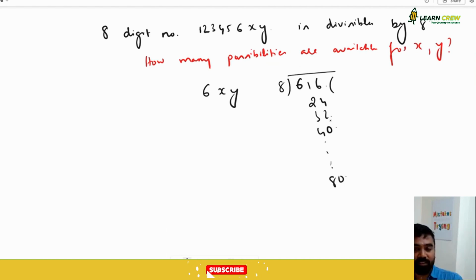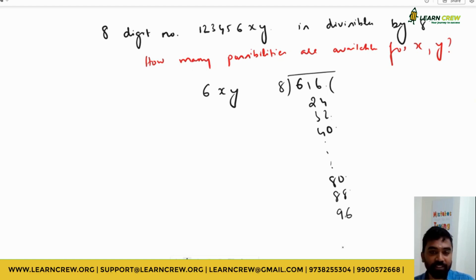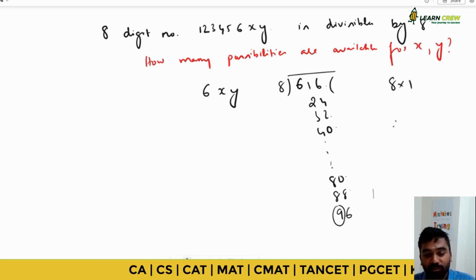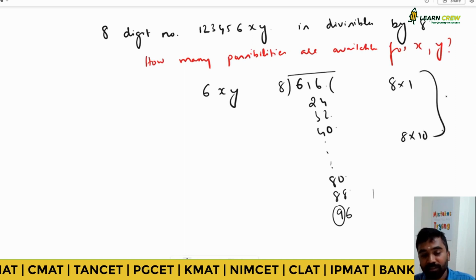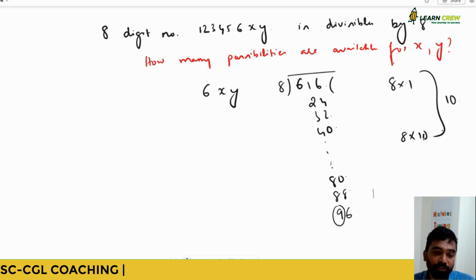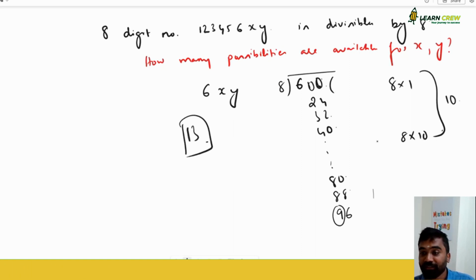Okay, fine. If this is the scenario, after this can I have something? 88, it can be, and then 96. After this, can I go? I cannot go, because after this it will become a 3-digit number, and a 3-digit number cannot be substituted. So many different options. From 8 ones to 8 tens, how many numbers do you have? 10, plus these two becomes 12, plus 00, that becomes 13. Total possible ways are 13 different ways.